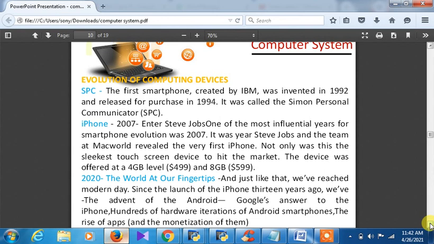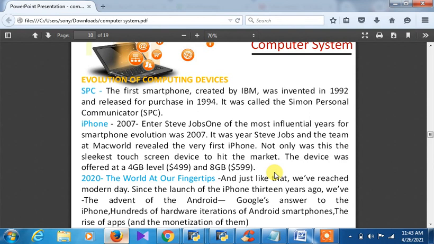Then in 2007, the iPhone appeared. Enter Steve Jobs. One of the most influential years for smartphone evolution was 2007. It was the year Steve Jobs and the team at Macworld revealed the very first iPhone. The macOS name has come from here only. Not only was this the slickest touchscreen device to hit the market, the device was offered at a 4 GB level and an 8 GB level. At that point of time it was quite fast, and costly also. 499 US dollars and 599 US dollars was not a joke at that point of time.